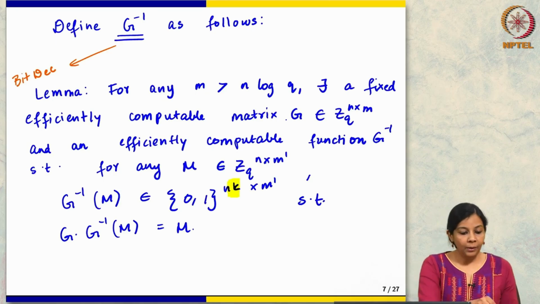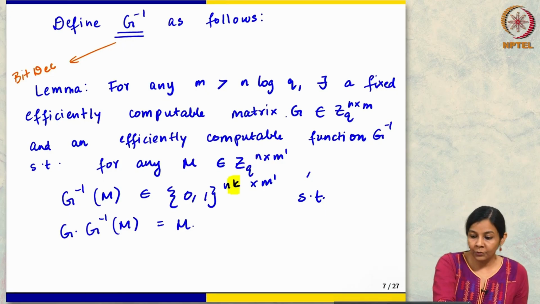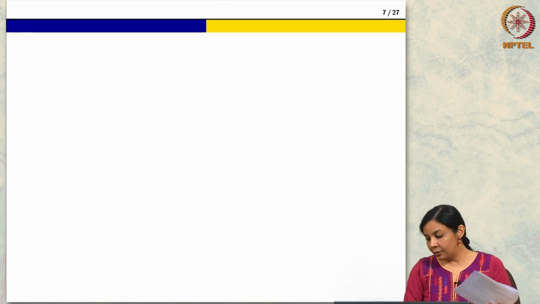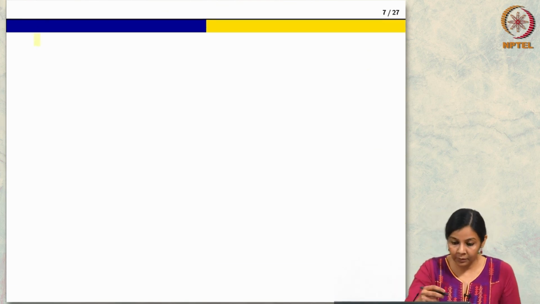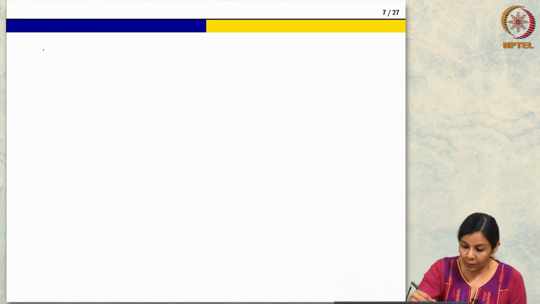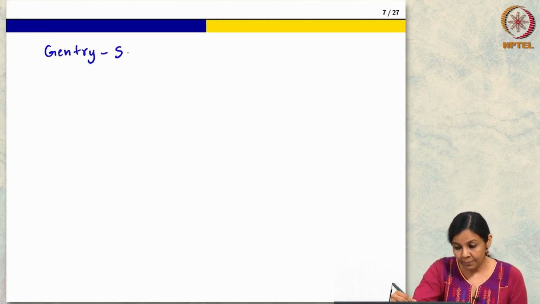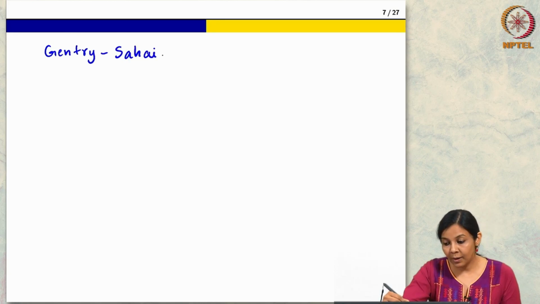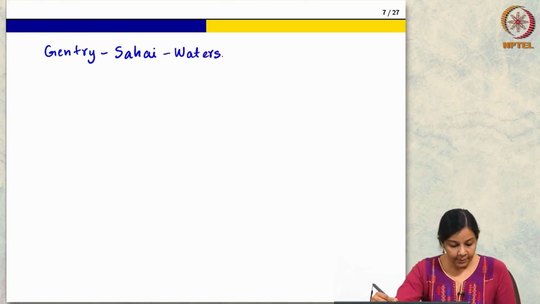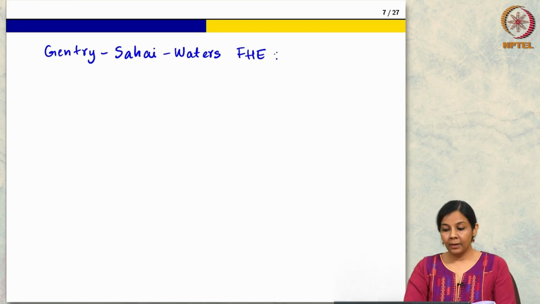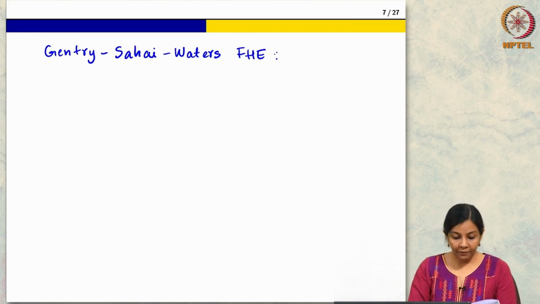Okay. So, there are by now several fully homomorphic encryption schemes. The one that I will show you is the cleanest one of them all, not necessarily the most efficient one, but very easy to understand. So, this is by Gentry, Sahai, Waters. It is called the GSW FHE.